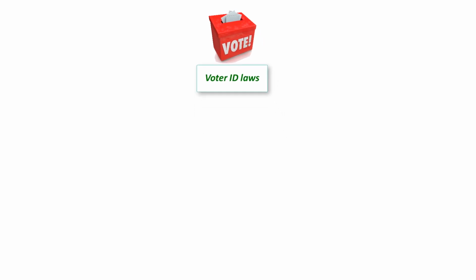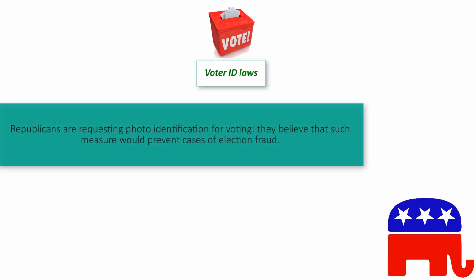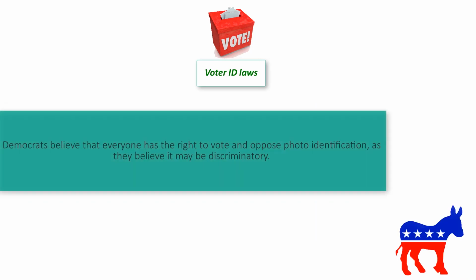Voter ID laws. Republicans are requesting photo identification for voting. They believe that such measure would prevent cases of election fraud. Democrats believe that everyone has the right to vote and oppose photo identification, as they believe it may be discriminatory.